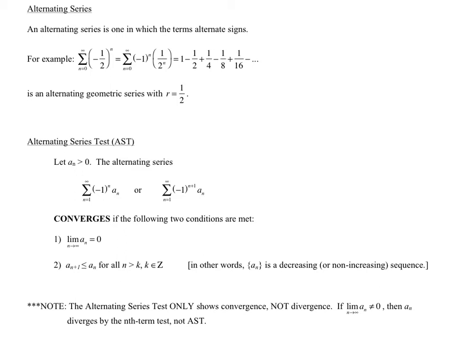The next series we want to look at is the alternating series. And this is a series, as the name implies, where each term alternates signs. So, for example, if we have the series (negative 1/2)^n, that's an alternating geometric series where r is negative 1/2, and the terms will be 1, negative 1/2, plus 1/4, and then negative 1/8, and then positive 1/16, and so on.